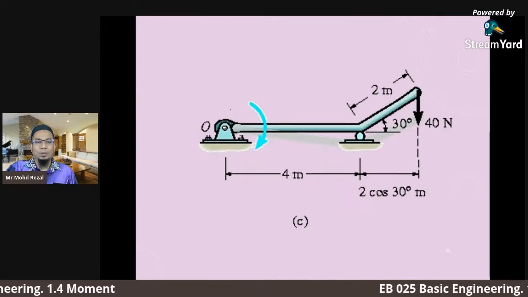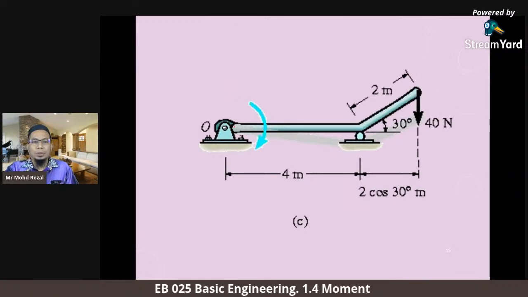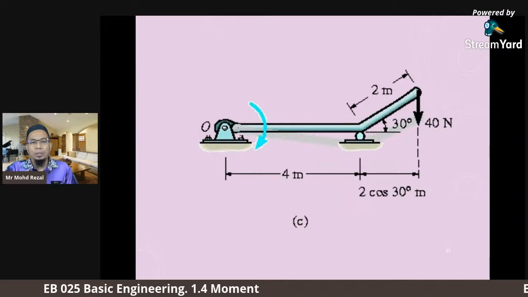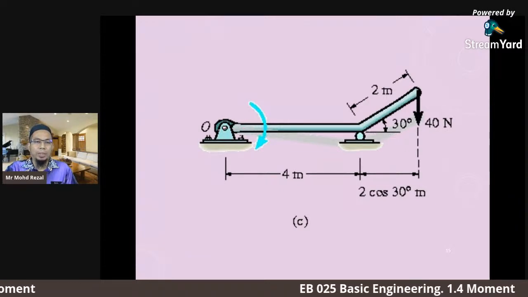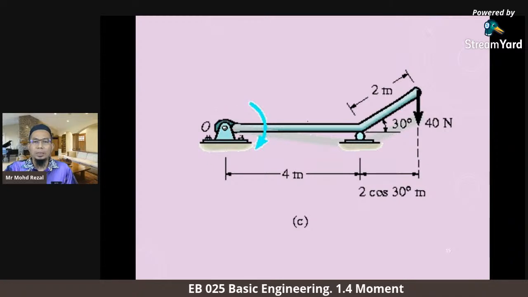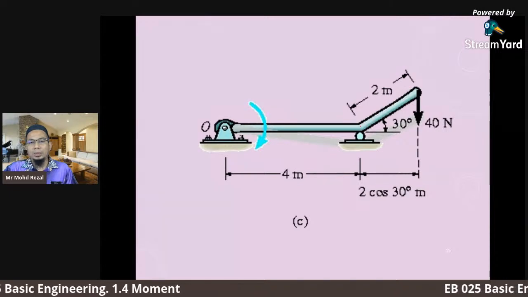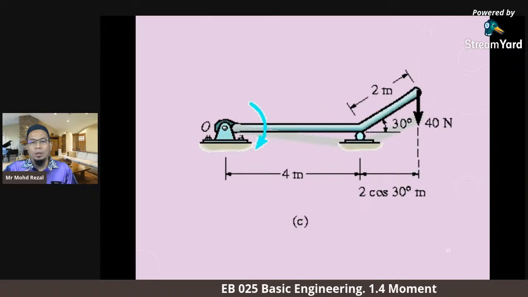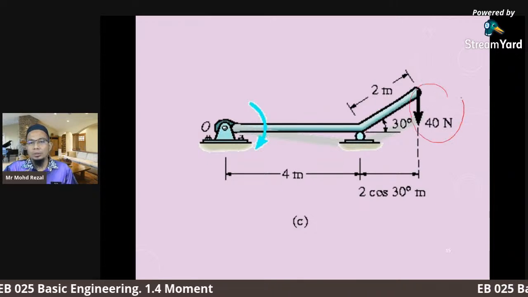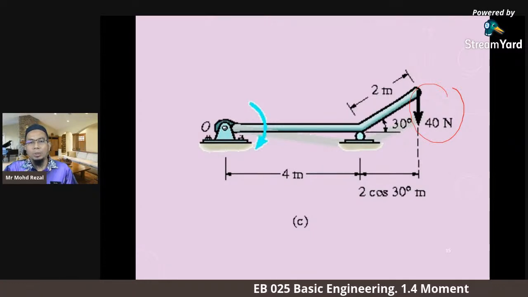Okay, this system, question C. This arm of 4 meter is pinned with a bracket here, and then bent 30 degree, and the distance is 2 meter here. And the force applied here is 40 newton. So the question is to determine the moment.